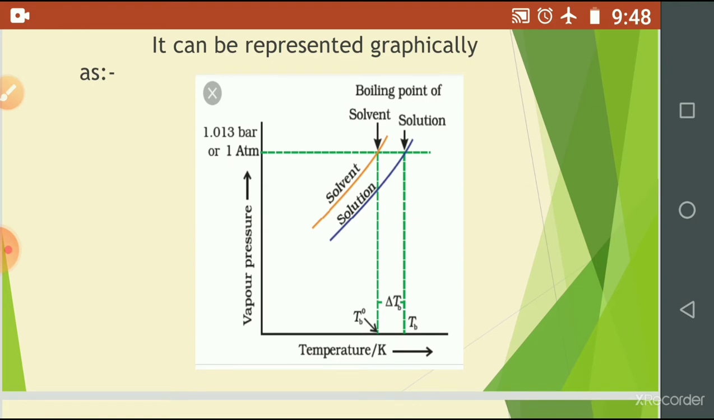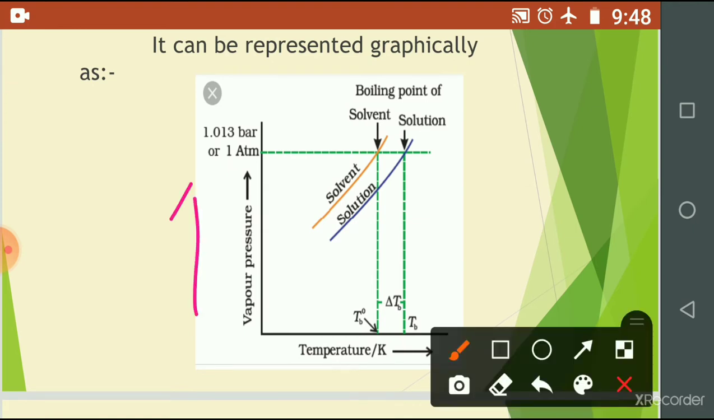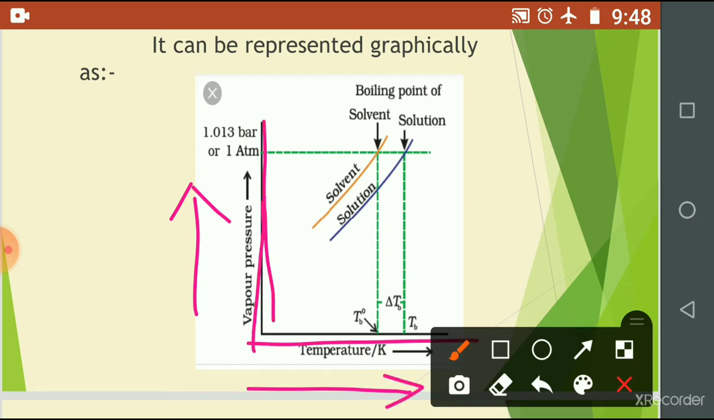See, they will ask you to draw the graph. So the first thing is you draw two perpendicular axes. Then along the y-axis mention the vapor pressure and along the x-axis mention the temperature. Temperature should increase from left to right, whereas vapor pressure increases from bottom to top. The atmospheric pressure is 1 atmosphere, or in terms of bar, 1.013 bar.